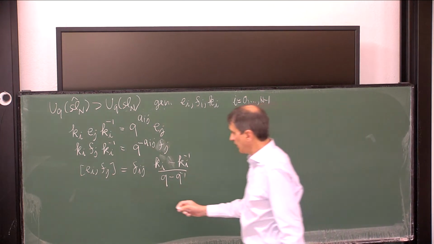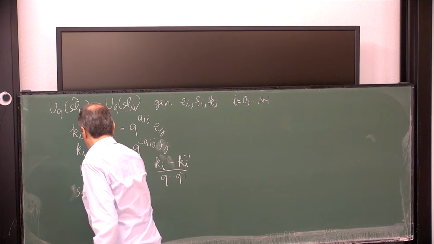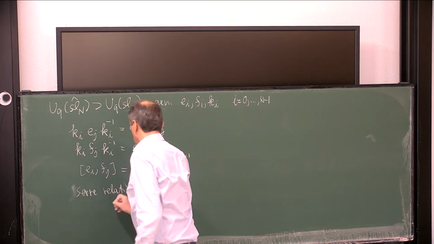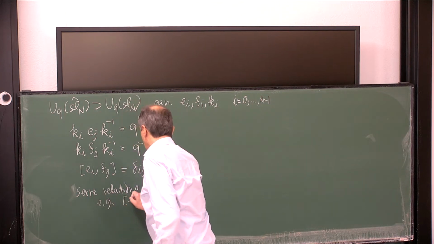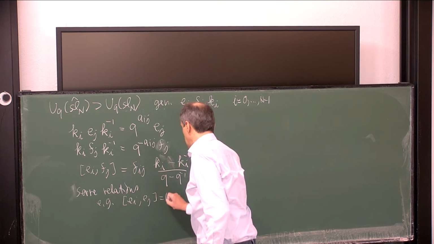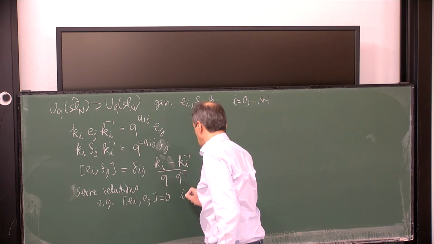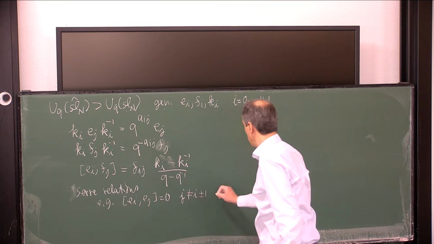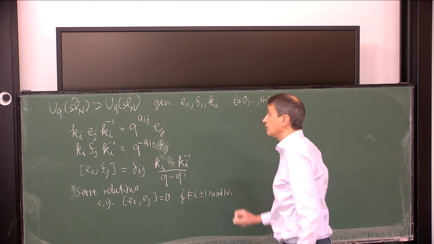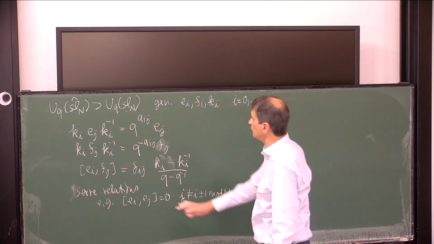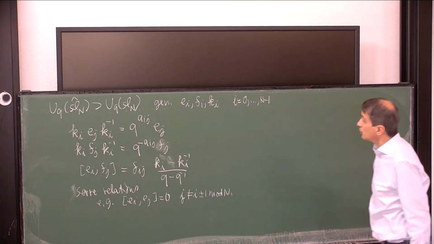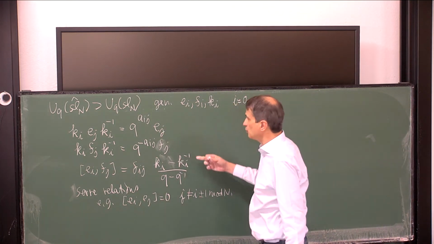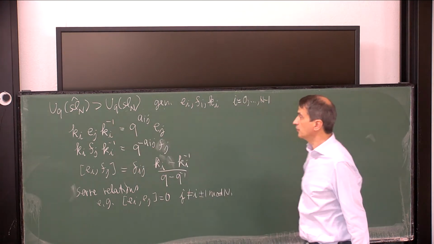And then you have the so-called Serre relations, but maybe I will not write them. So for example, E_i E_j commute, that is the commutator is 0, if j is different than i plus or minus 1 mod n. Something like this, and then there is a third order relation, and also for F. Okay, so these are the relations basically. And so in the limit when q goes to 1, these are the usual relations.